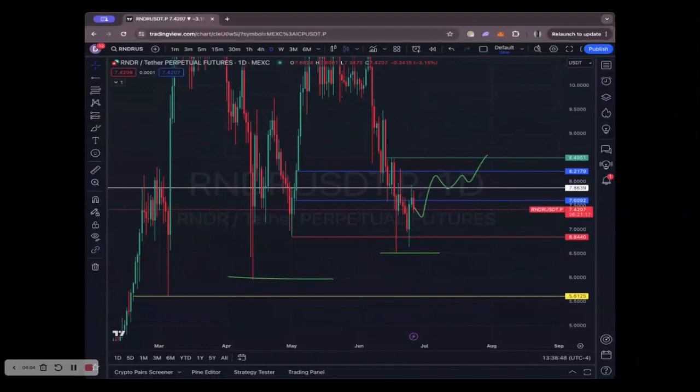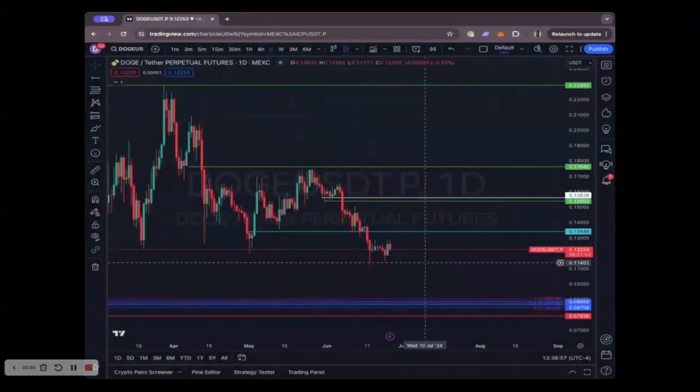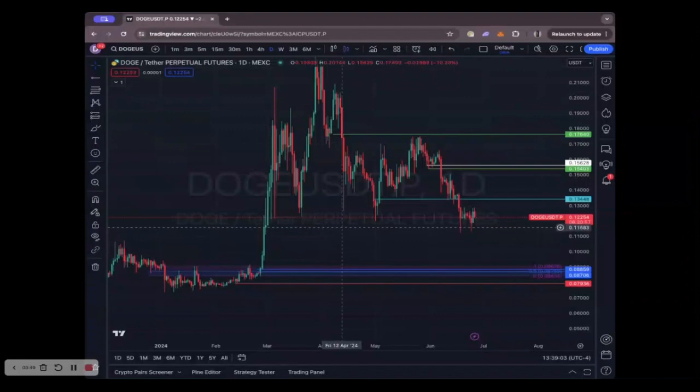Yes, hopefully that answers your question. How about Doge? I was planning a long on it, now I'm not too confident. That's all fine, I'm just telling you what I see. Again, I don't mean to be too crazy, but I do think this level on Doge looks really good.